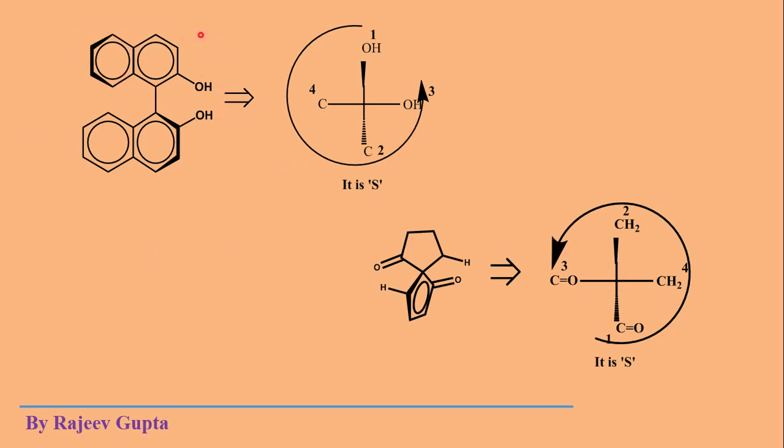Consider this top portion in the plane of paper, and this one wedge and dash. Here OH group is present, here carbon. On wedge OH, on dash carbon. Now you get S. Similarly, this is an example where two rings are attached, one aromatic ring and another non-aromatic ring, directly attached to a single carbon atom. Both are non-planar. It is present in plane.